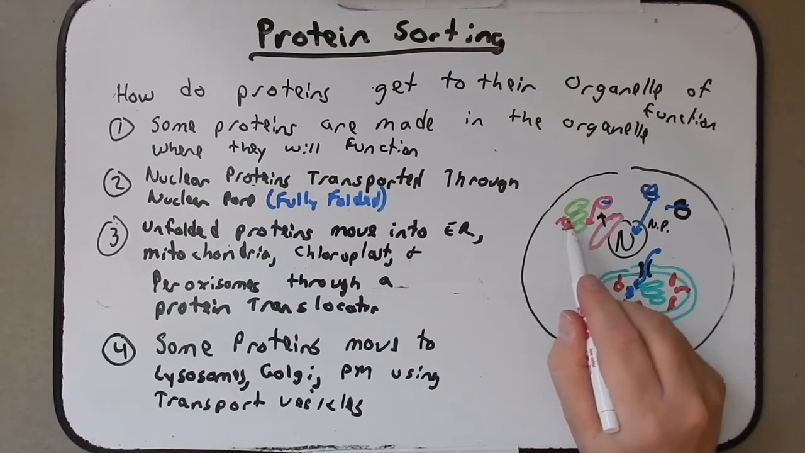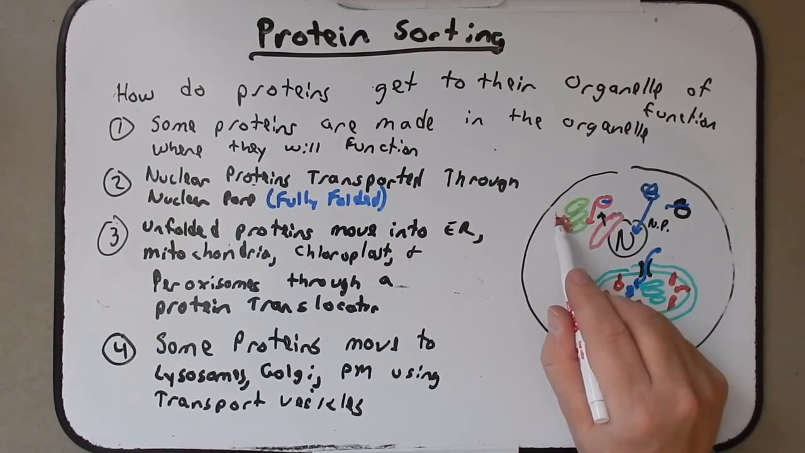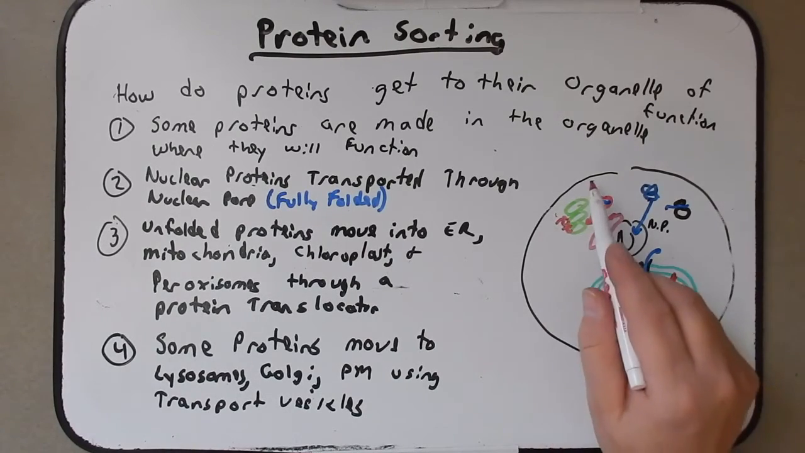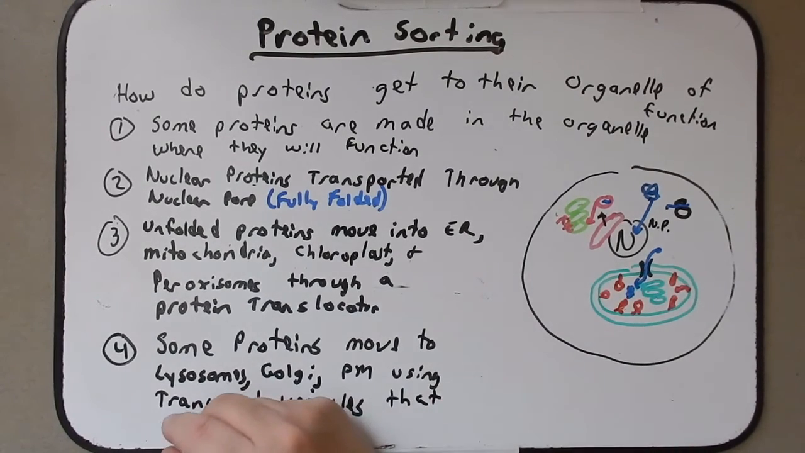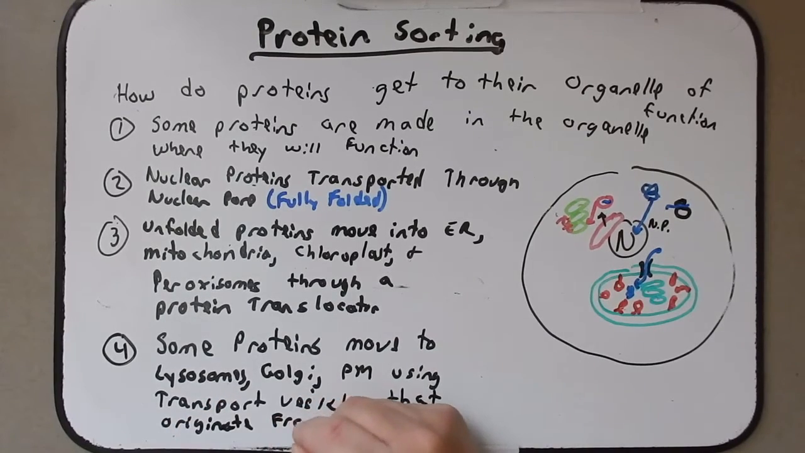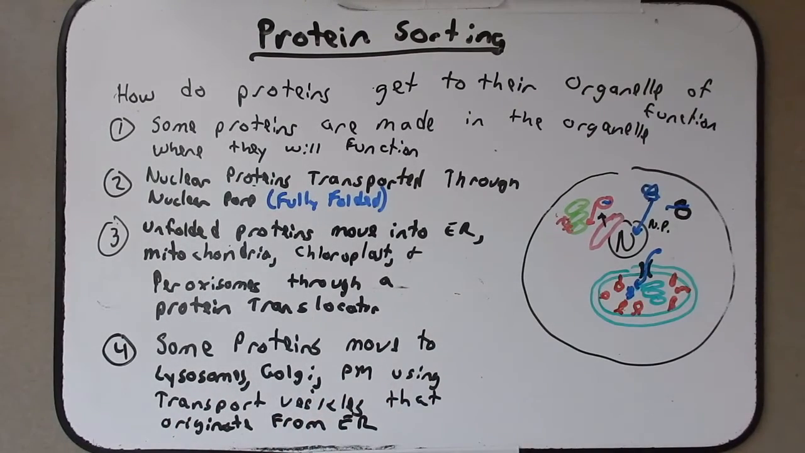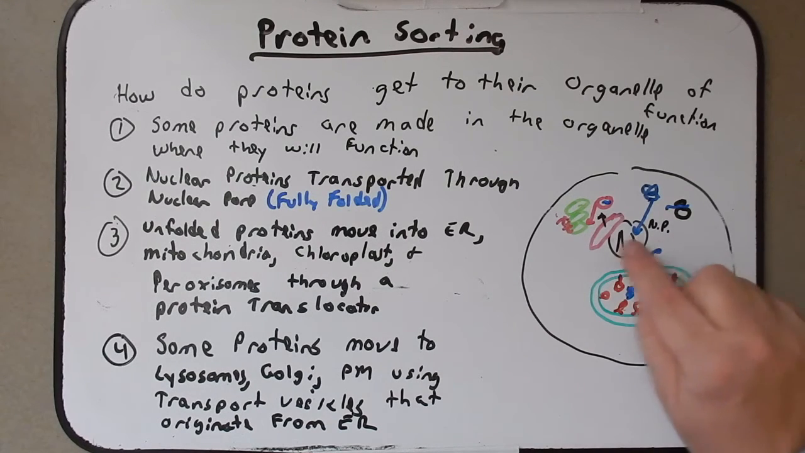And at some point, it will break away from the Golgi, and it may go to the lysosome, it may go to the plasma membrane. It will find a new destination. But the key is that they use these transport vesicles that originate from ER. Now, as I have said before, it's very specific as to which proteins go to which organelle.